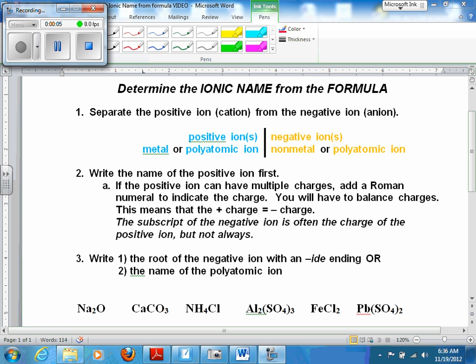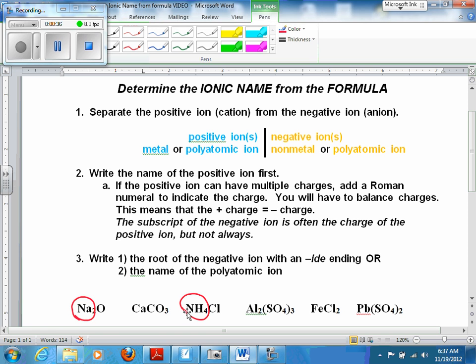You develop an ionic name from an ionic formula. Hopefully you looked at the previous video to figure out whether your compound was ionic or covalent. Let's do a quick recap. If it's an ionic compound, it's going to start with a metal or ammonium. So now that you know that your compound is ionic, let's go through the steps to determine the name.